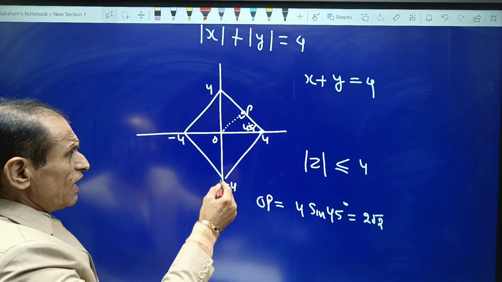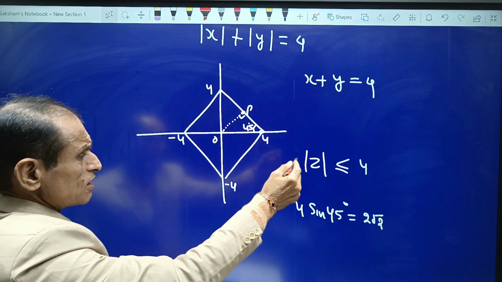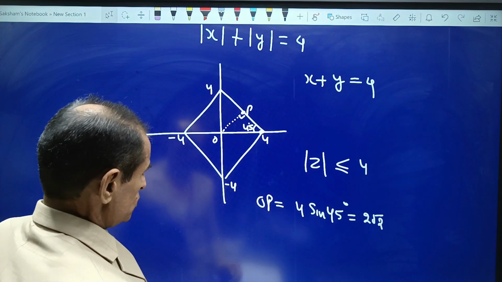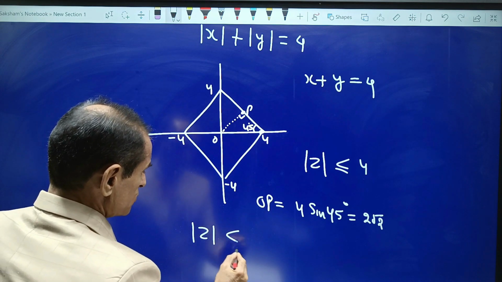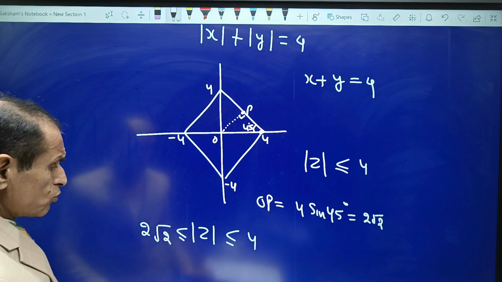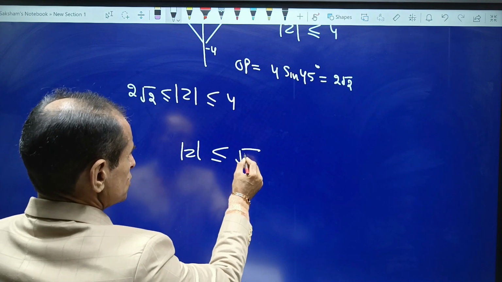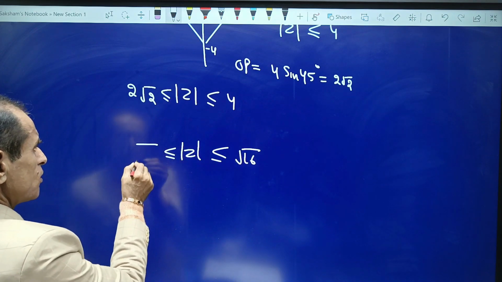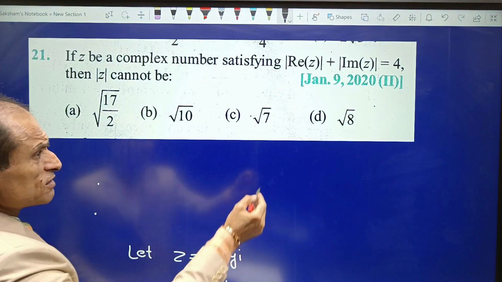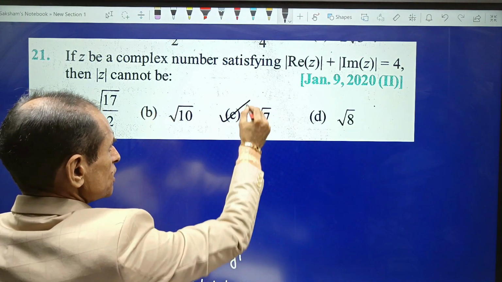Hence I can say as z moves on this square, the value of mod z always remains less than or equal to 4 and greater than or equal to 2 root 2. That is, we have got the result that this is 4 and 2 root 2. Or we can say mod z lies between under root 8 and under root 16. Hence I can say the value of mod z can never be root 7. Therefore C becomes the correct choice.